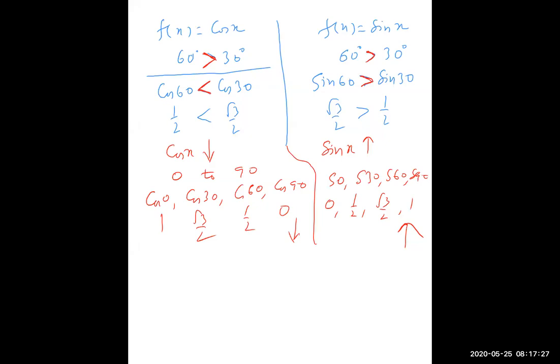Another example. No need to write all this, I think. Suppose y = 10 raised to power x and y = 1 upon 10 raised to power x. Now, as x is increasing here, see, x = 0, y = 1. x = 1, y is how much? 10. x = 2, y = 100.